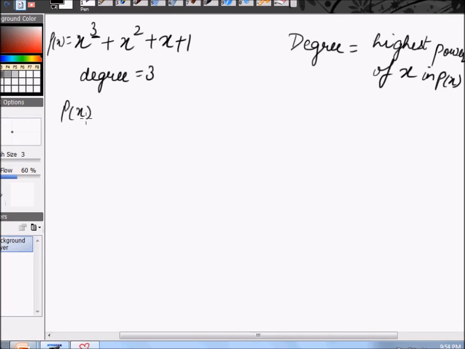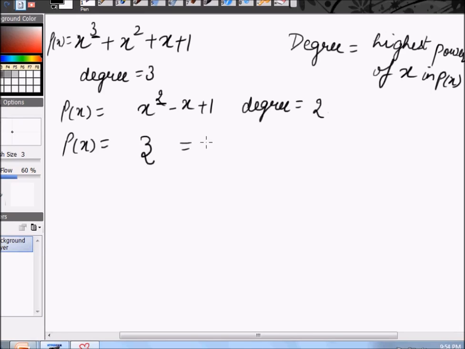Let us have another example: p of x equal to x square minus x plus 1. Here again the highest power is 2. Therefore degree equals 2. Now let us have one more example: 3. We have proven that this constant term is also a polynomial. Now converting it into variable form, we get 3 into x raised to power 0. Clearly the highest power is nothing but 0. Therefore the degree here is 0.